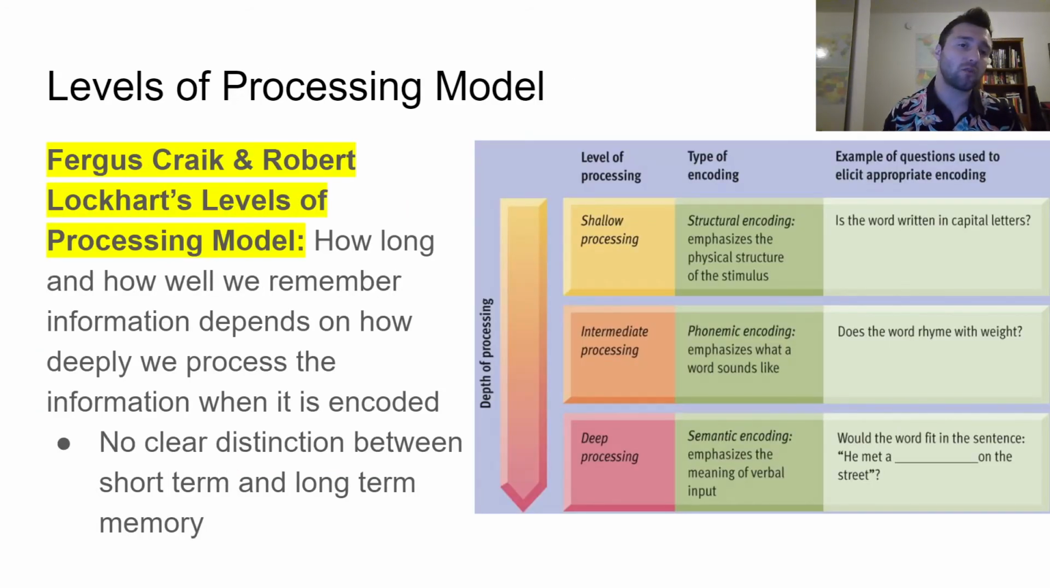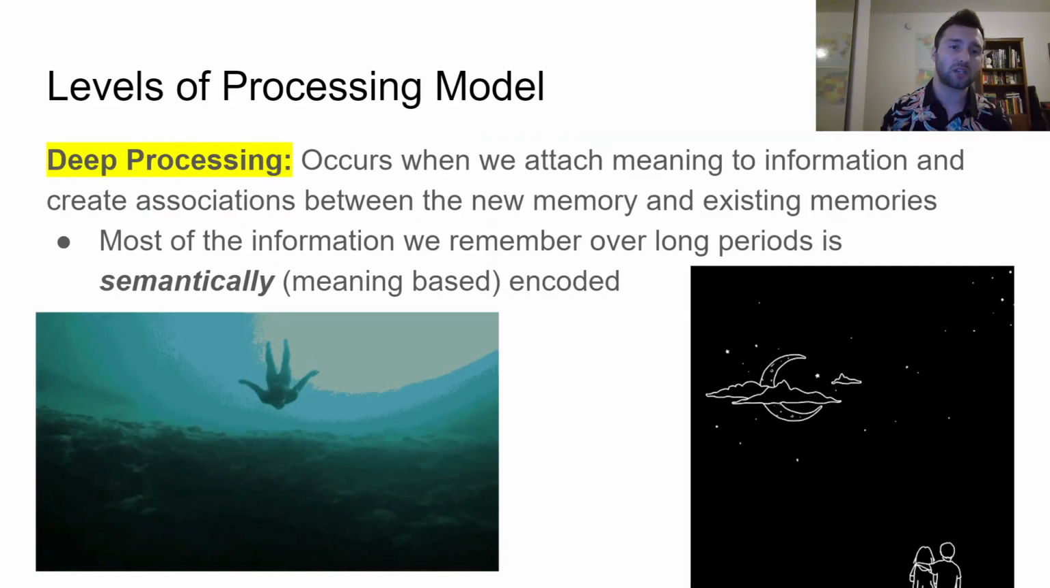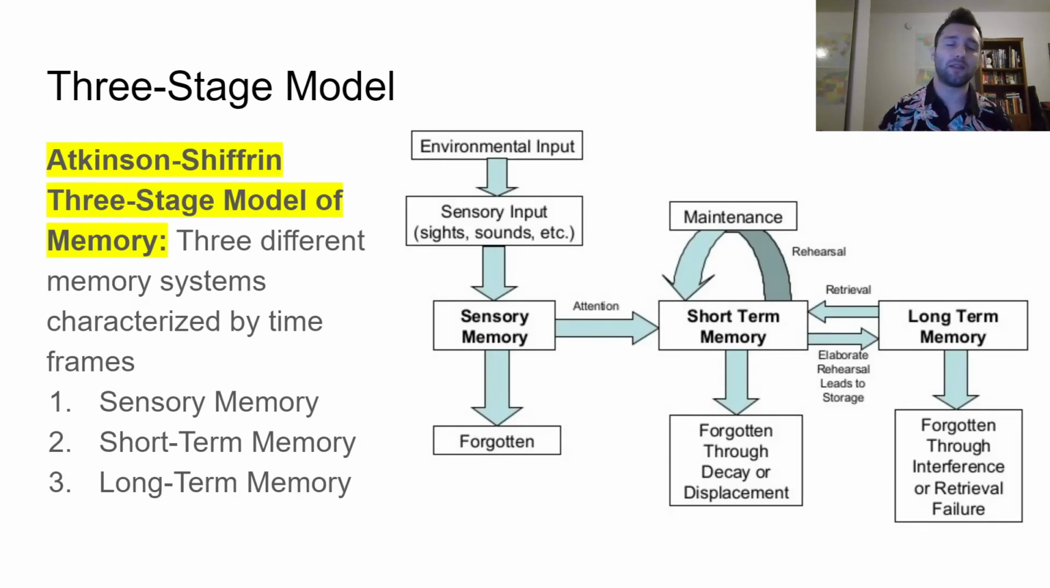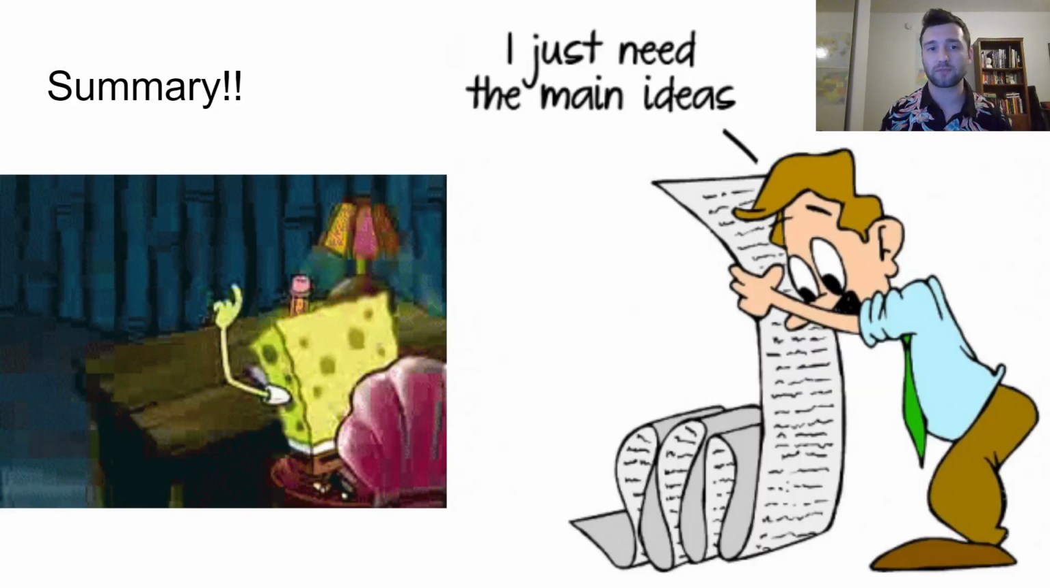Our second model was the levels of processing. We can break that down into shallow and deep, although sometimes we will also have what is called intermediate processing. So we've got shallow, we've got deep, and then lastly we had our 3-stage model, which had the 3 different parts: sensory memory, short-term memory, and long-term memory.